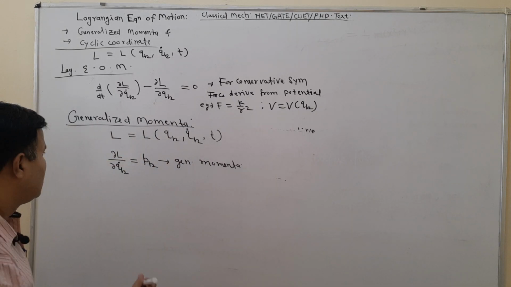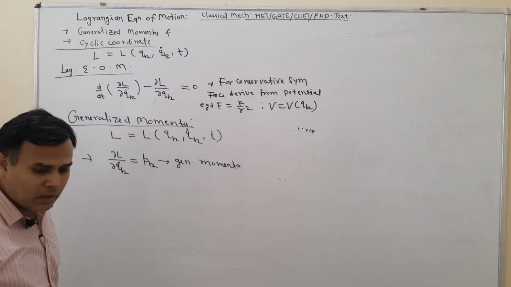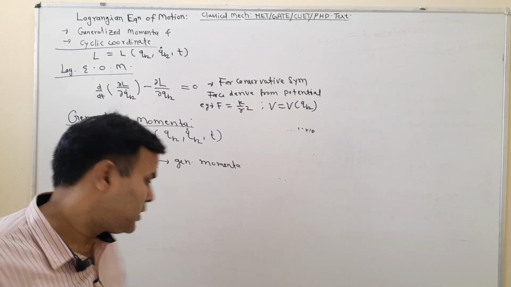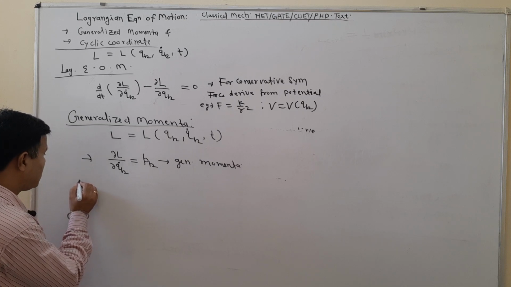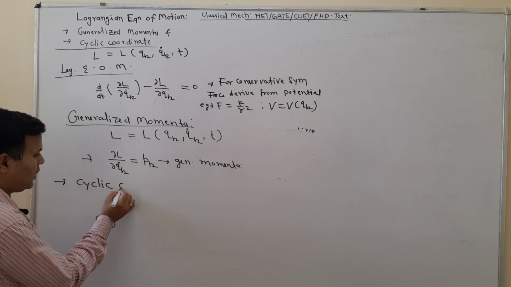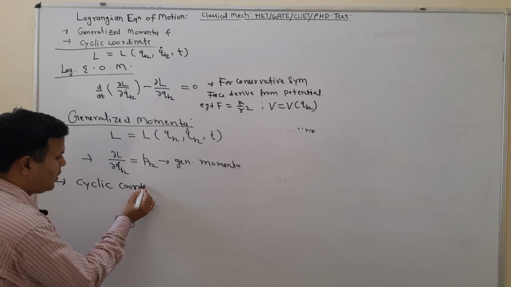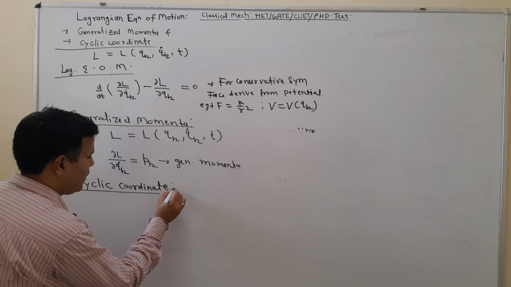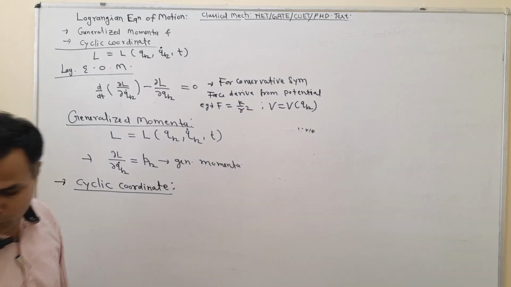So this is known as generalized momenta. Now, the concept of cyclic coordinate. We have another important concept in this Lagrangian dynamics, that is cyclic coordinate. What is cyclic coordinate?